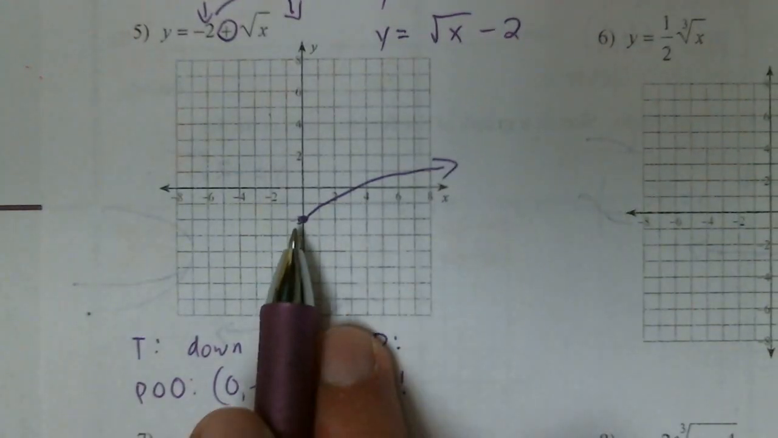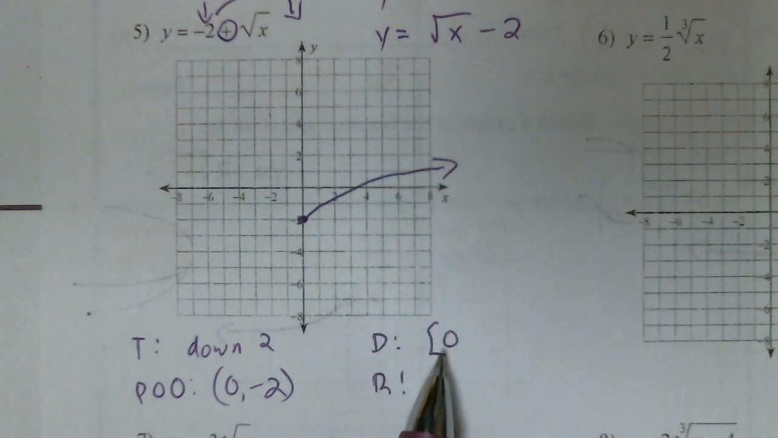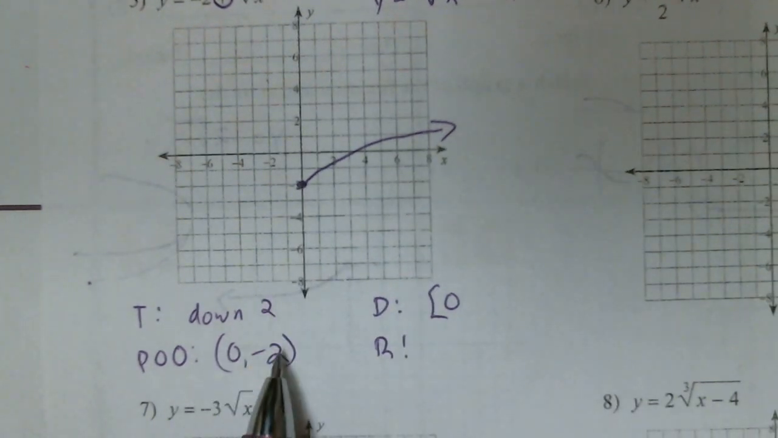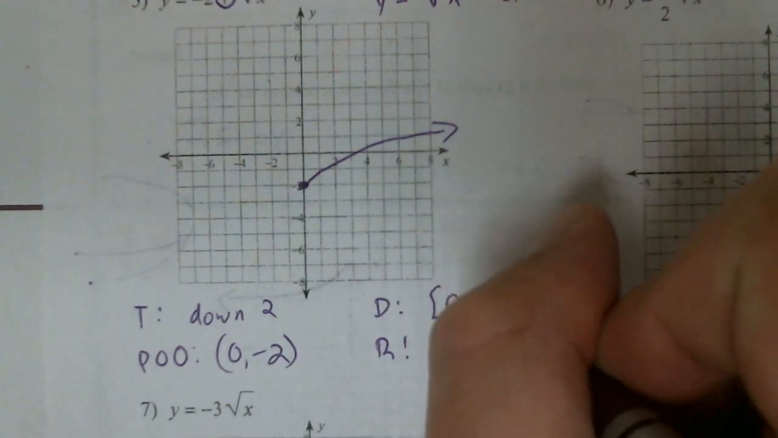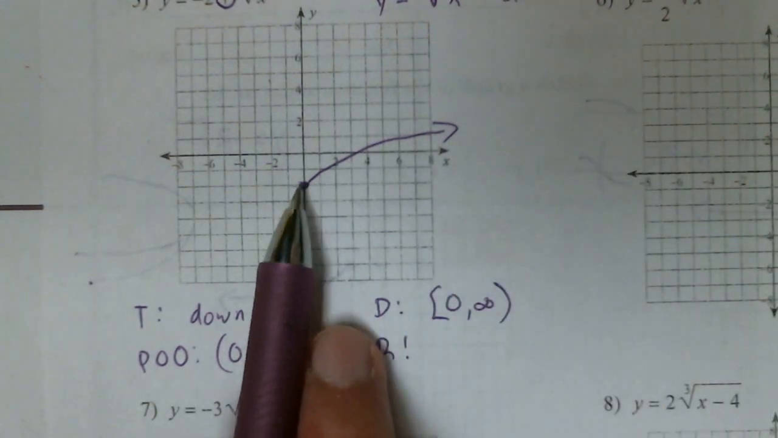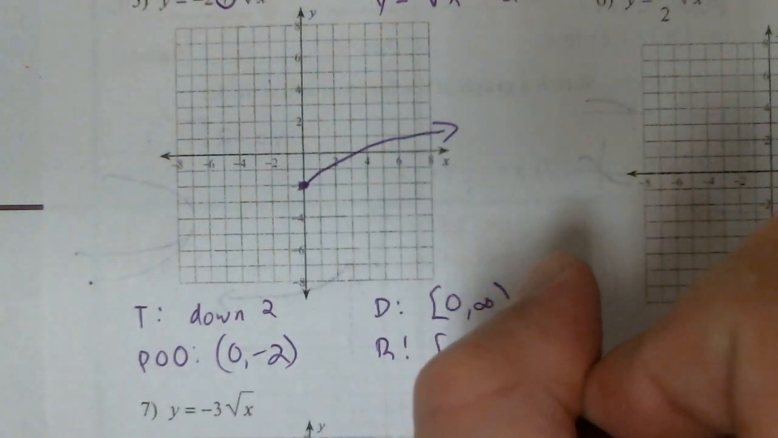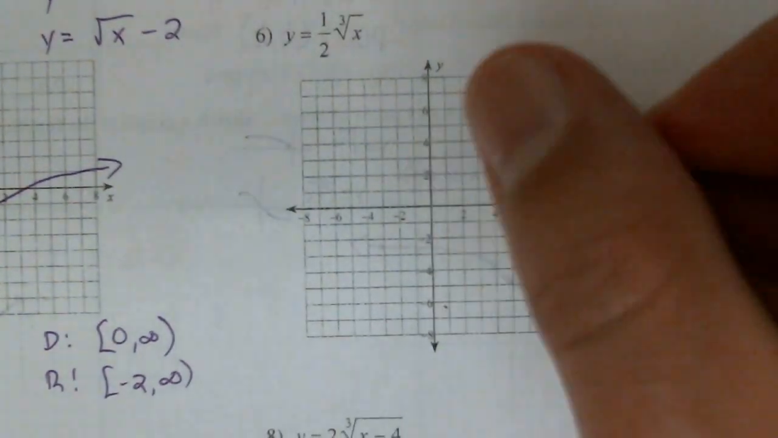My domain starts at 0 and goes on to infinity. Bracket. You will always have brackets on the h and k values of the poo because we're literally touching this coordinate point. I'm always touching that value. So 0 to infinity, and then my y values start at the k value and go up. So -2 to infinity.